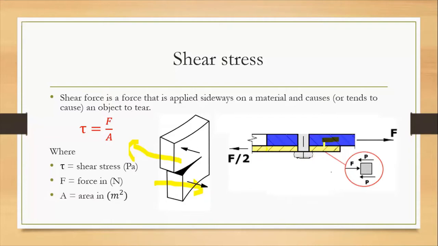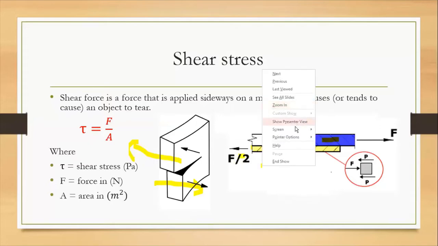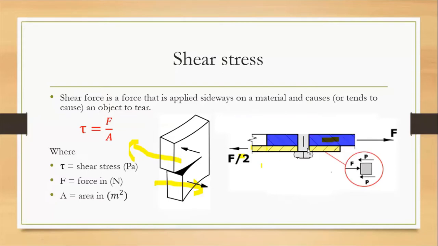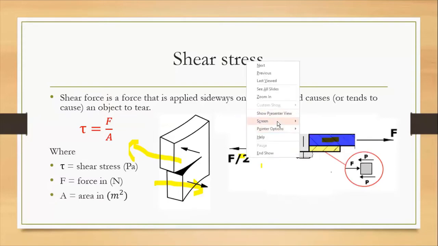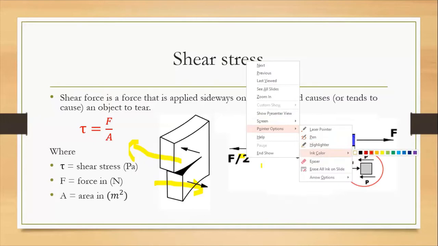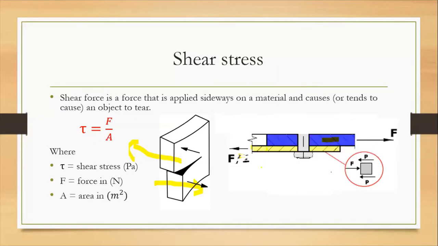Also, when you've got two objects that have got a bolt that is fastening them, and then a force is applied on both of them, this is not F over 2. This is just force, not force over 2. This is just force. It should be just a force.